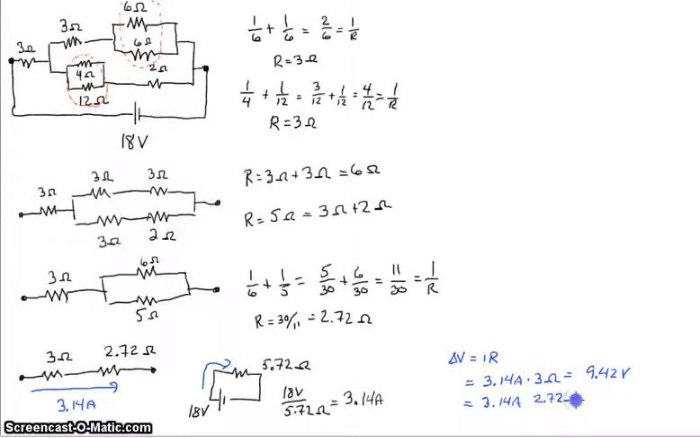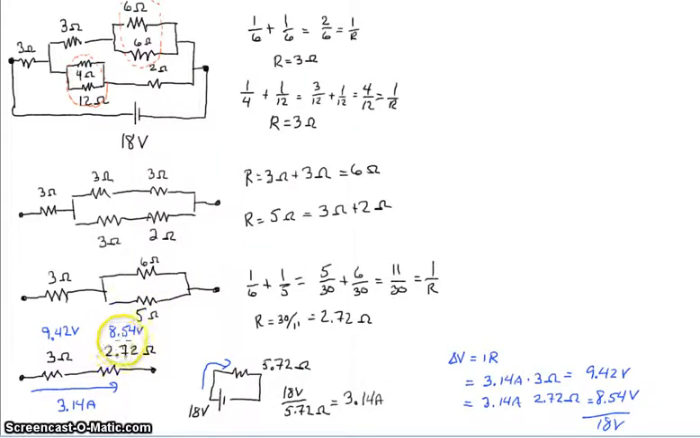Alright, if we repeat that for the 2.72 ohm resistor, since they are in series, they will both have the same current. This would be 8.54 volts. Alright, if we add these two together, these equal approximately 18 volts. So far as we're checking this, we're in pretty good shape, which means the 3 ohm resistor going all the way up through the rest of the circuit is going to have 9.42 volts, and the 2.72 ohm resistor will have 8.54 volts.